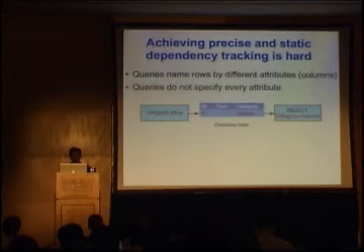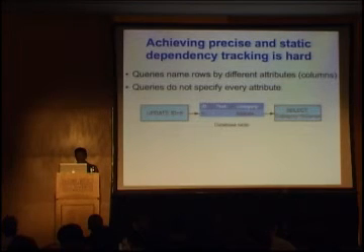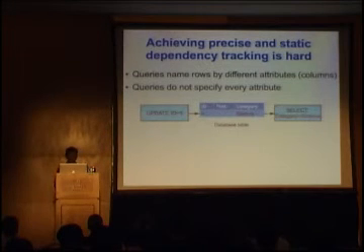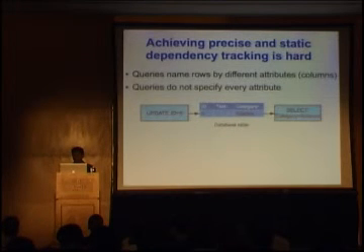What we need is a way in which we can have a precise as well as a fast dependency tracking mechanism. And achieving this is pretty hard because queries name rows by different attributes, that is the columns in the where clauses, and queries do not specify every attribute. So for example, here the update query is writing to all rows with a particular ID, and the select query is selecting all rows of a particular category. And by just looking at them statically, we cannot determine whether they depend upon each other, unless we know that there was one row in the table which had both the ID 5 and the category signs.